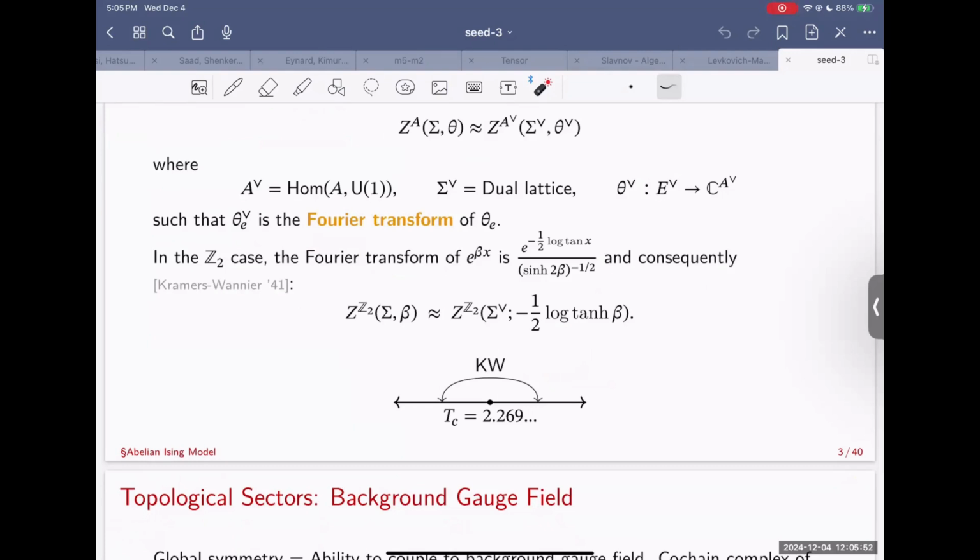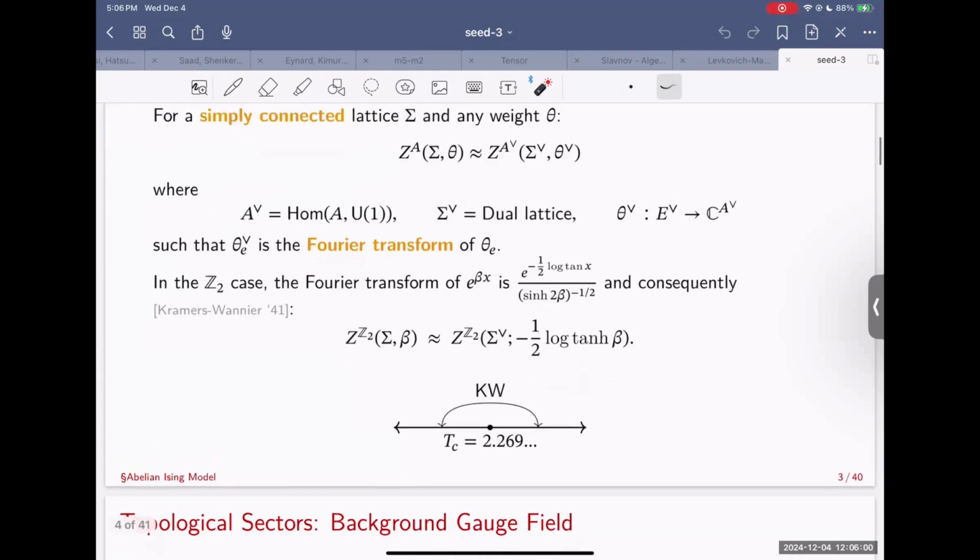And if we look at the temperature instead of the inverse temperature, then this duality maps two theories at two different temperatures. One is at low temperature and the other is at high temperature. And if the lattice is such that it is self-dual, then we can really say that it's the same theory at two different temperatures that are dual to each other.